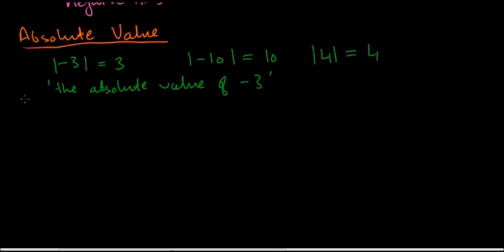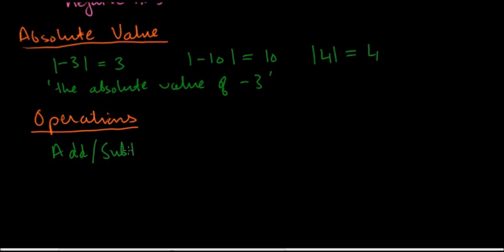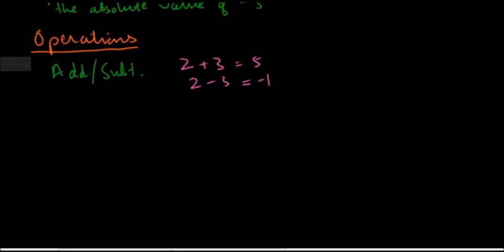Alright. Next topic is operations. Operations with numbers. So the simplest one that we all have seen is addition, subtraction, right? So what it means is that you can add two numbers with this plus sign in the middle. 2 plus 3 is 5. You can subtract. 2 minus 3 is -1. Okay, simple elementary stuff.